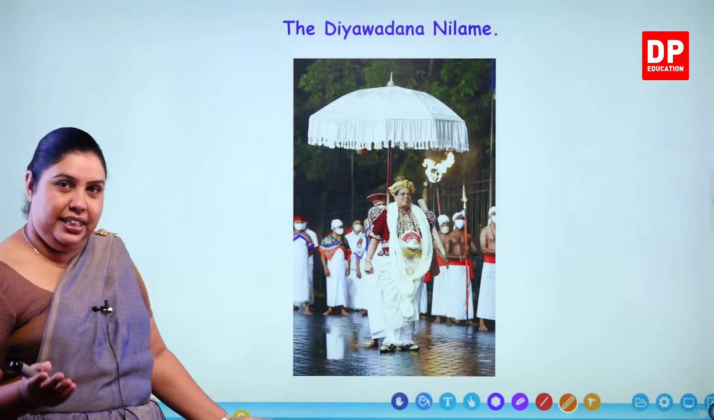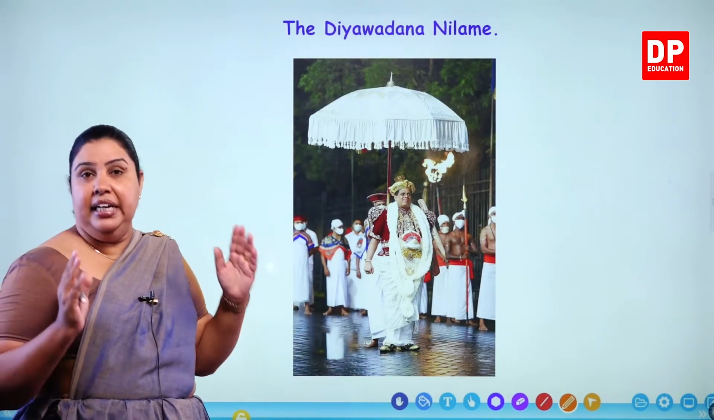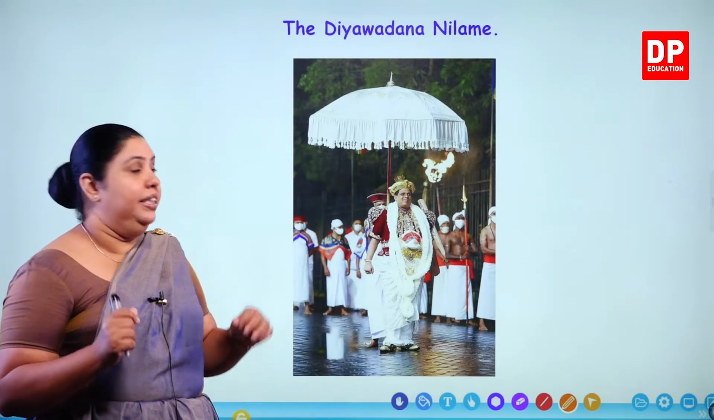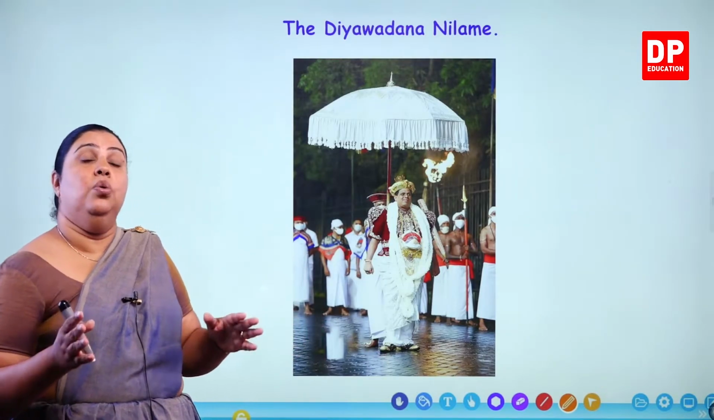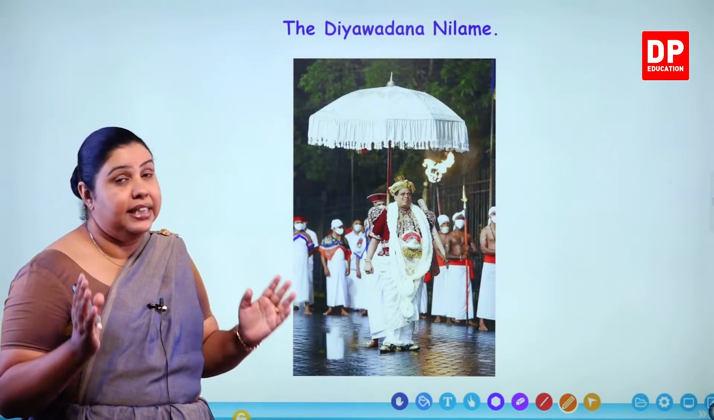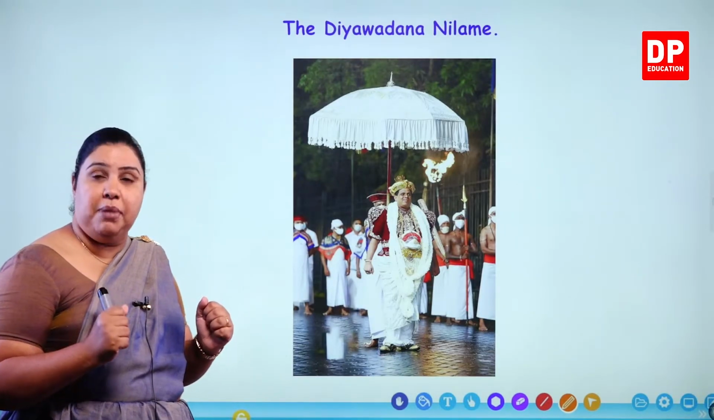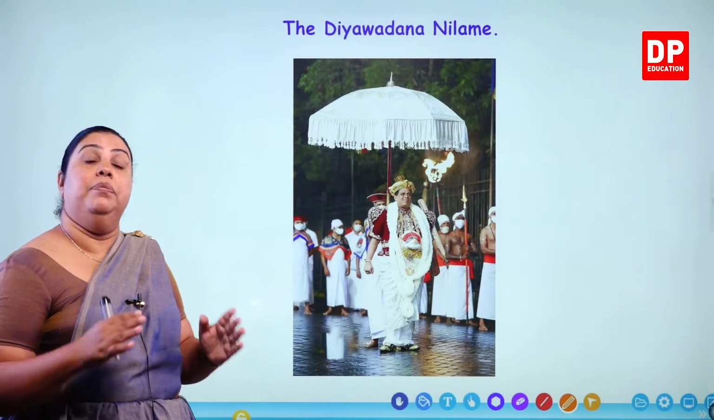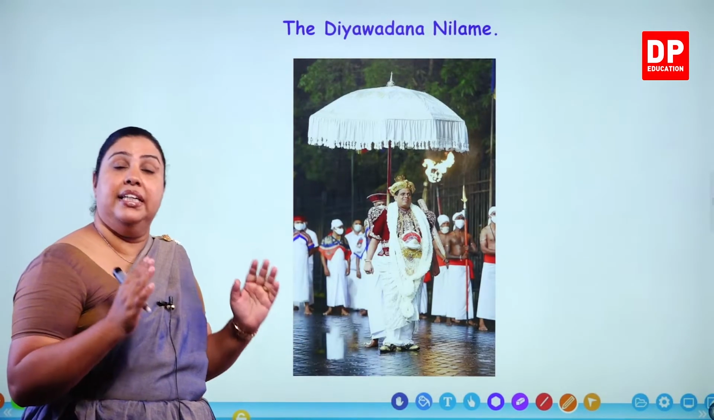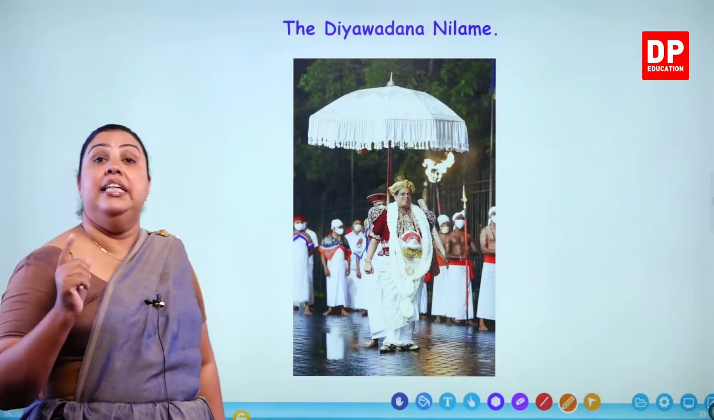Diyavadana Nilame. Who is this? Diyavadana Nilame is the main Nilame in the Kandy Perahera, the Kandy Dalada Maligava. Diyavadana Nilame is the person who is responsible, who looks after and who takes care of the sacred tooth relic. He is in charge of the Dalada Maligava. He is the person whom the priests have given authority to look after the Dalada Maligava and take the responsibilities of the sacred tooth relic. He is called the Diyavadana Nilame.